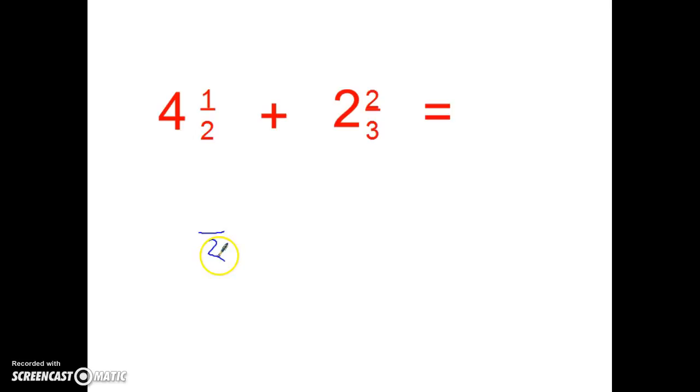This has a 2 for a denominator, it's going to have a 2 again. This has a 3 for a denominator, it's going to have a 3. 2 times 4 is 8, plus 1 gets me to 9, so I got 9 halves. 4 1/2 is really 9 halves. 3 times 2 is 6, plus 2 is 8. So I have 9 halves plus 8 thirds.